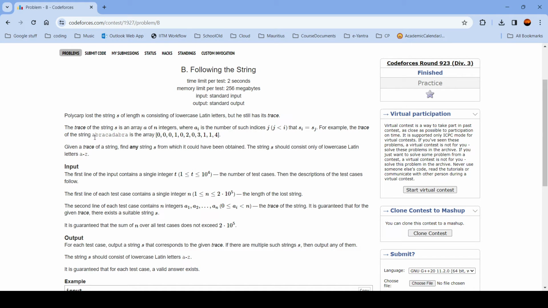So basically, in the string abracadabra, let's take this A, which is the 6th character. So the 6th element of the trace will be the number of occurrences of this A before, in the indexes 1 to 5 or 0 to 4. So that is 2. So the 6th will be 1, 2, 3, 4, 5, 6, which is 2. So this is how we construct a trace from the string, but we have the trace and we have to get the string, any string s from which it could have been obtained. So yeah, let's look at this example.